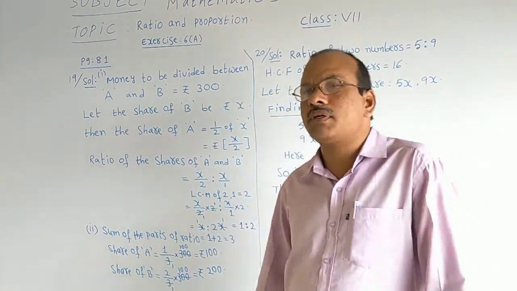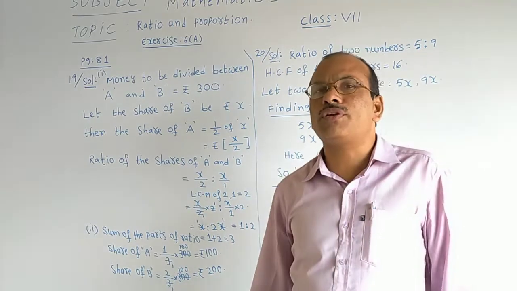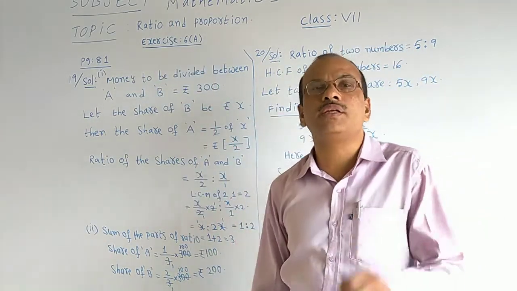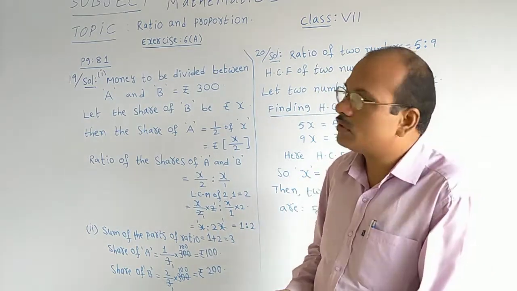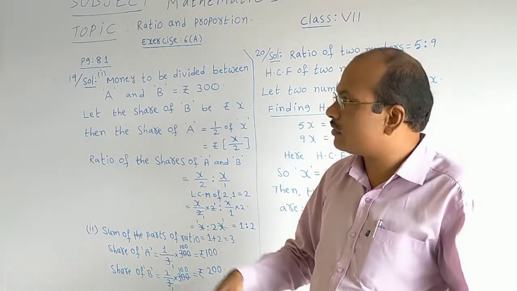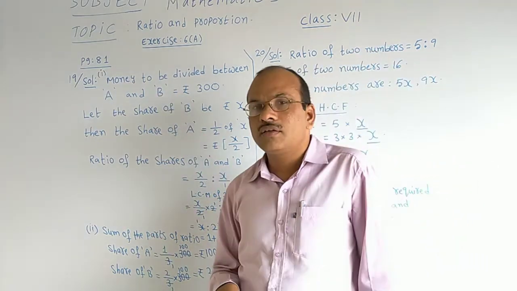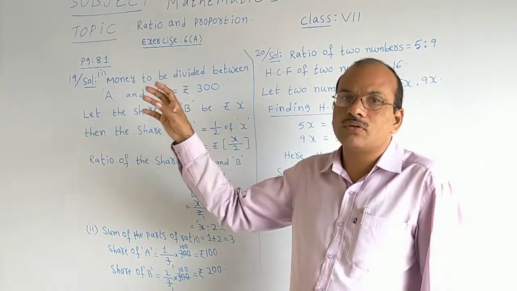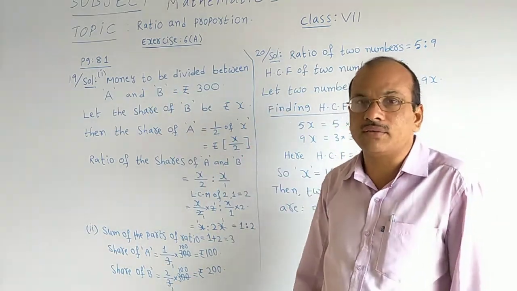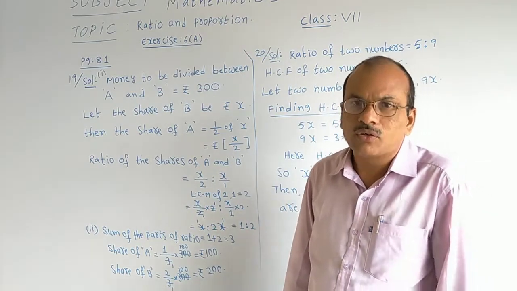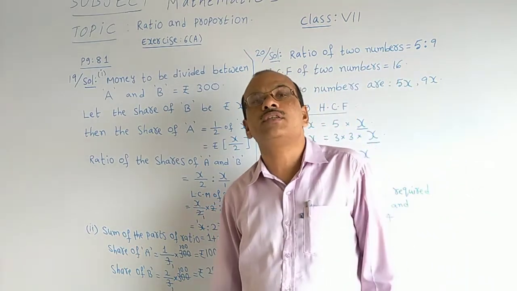We were in the chapter ratio and proportion, exercise 6A, page number 81. All of you see the 19th question on page 81. Here, it is given in the question that there are two people, A and B, and some money has to be divided between them. So that is what we are going to write in steps.